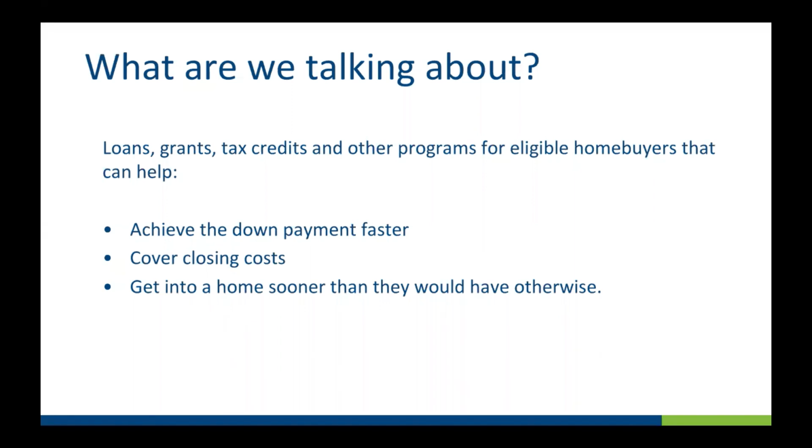But by and large, back to the presentation here, what we're talking about today are loans, grants, tax credits, and other programs for eligible buyers that can help do a couple of things. Achieve the down payment faster, as in faster than saving for many years some small portion of their income. These programs can help cover that down payment faster, cover closing costs, and expedite home ownership.